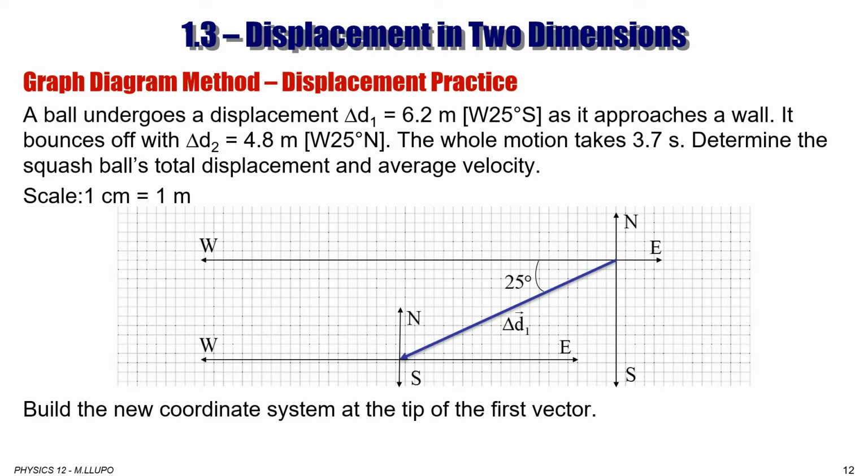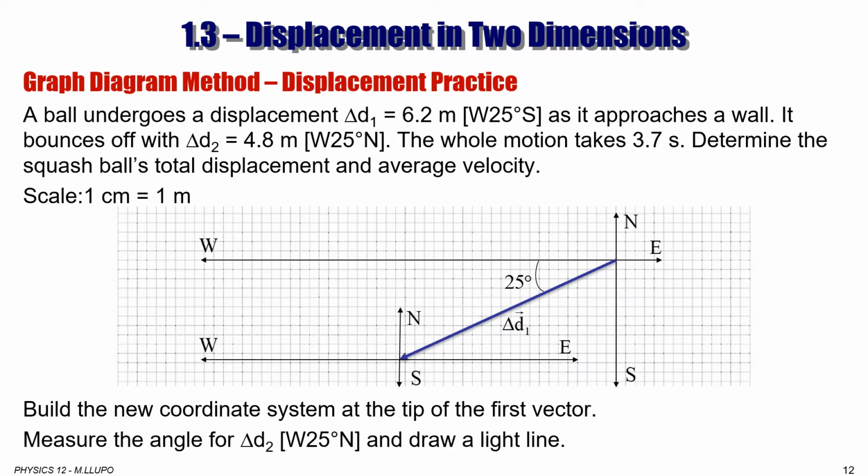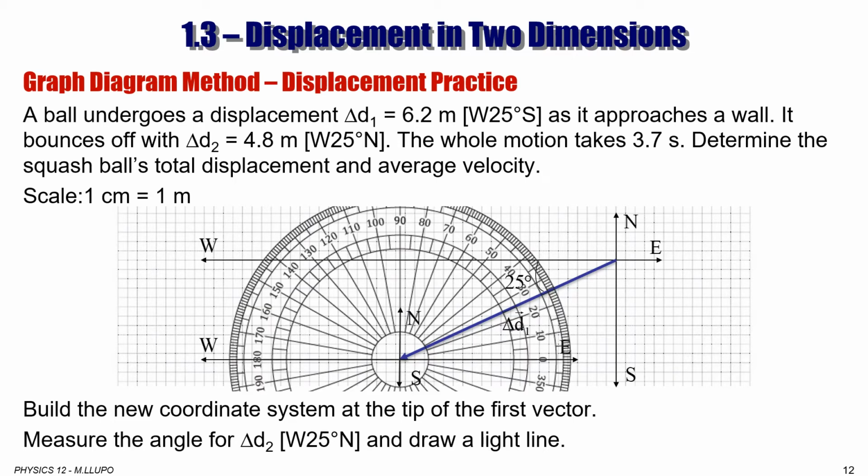So you draw a second coordinate system where the tip of vector 1 is, because there is going to start a vector delta D2, which is going to measure between west and north. It's going to be something in that direction, but it has to be accurate. That's why you need a protractor. Then you count from 0 to 10, 20, 25. You put a dot here, and then you can draw a line. And that's how you measure 25 degrees from west toward north.